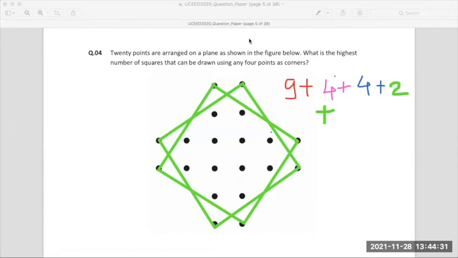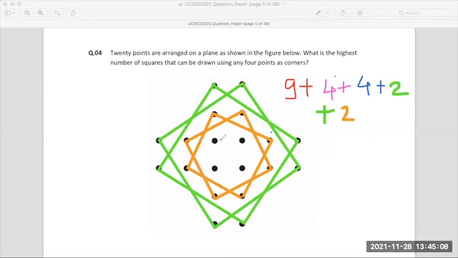So let me take a different color now. ठीक है. Like this, it's possible. And then this one. और ये जो सेंटर में आया वो हमने फर्स्ट वाले राउंड में काउंट कर दिया.